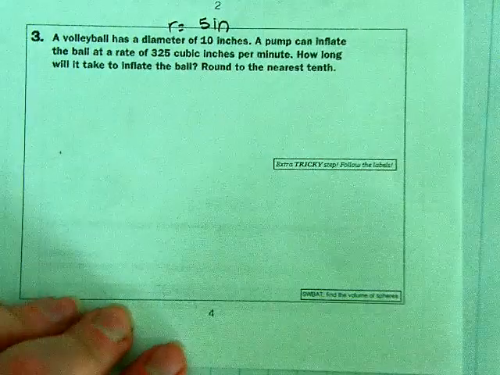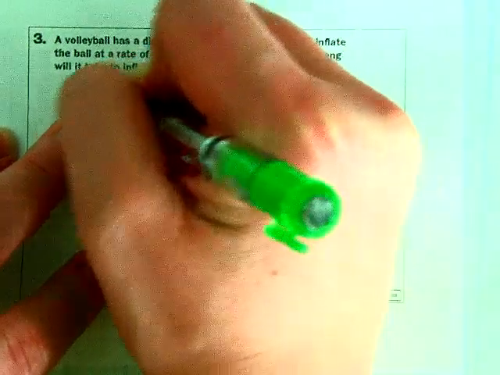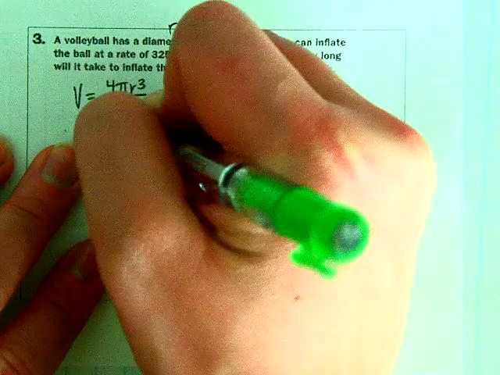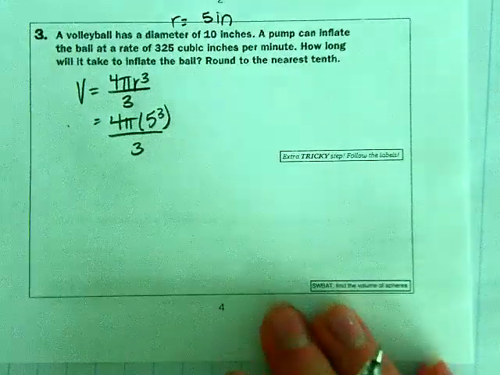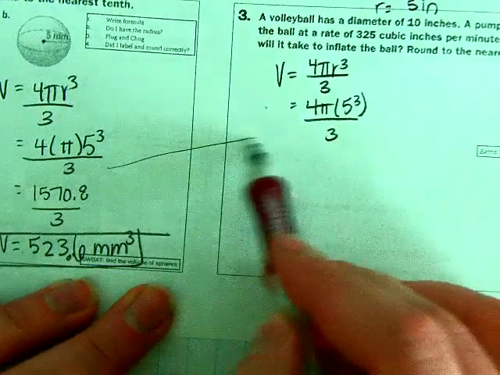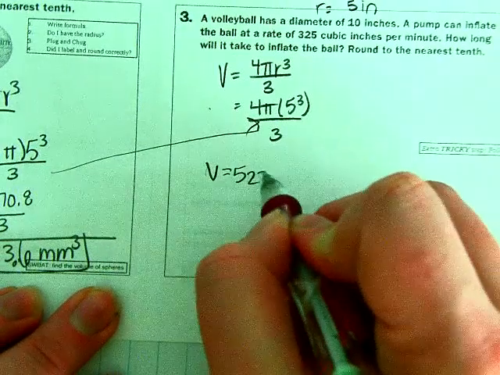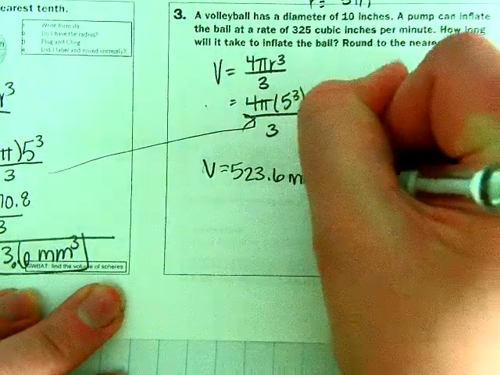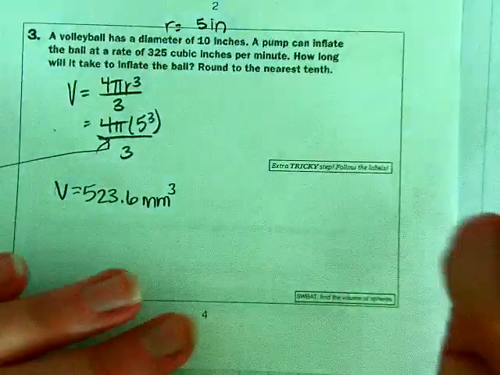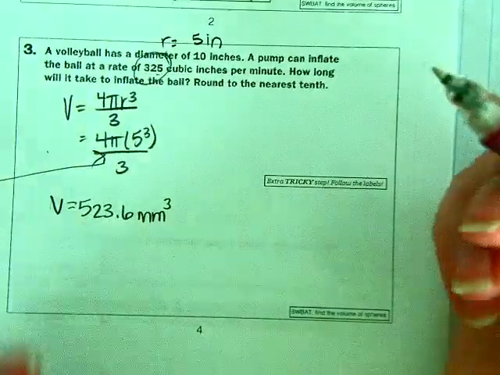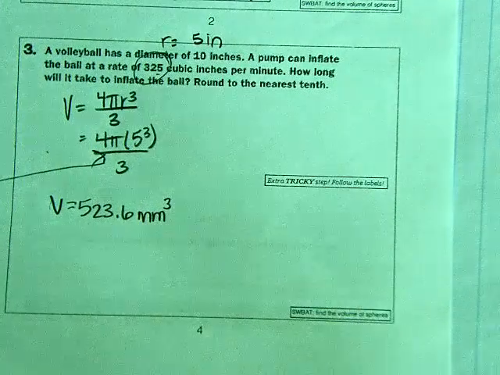Sounds a little different. So we have to inflate it, so we have to find the volume. Volume equals 4 pi r cubed over 3, which is 4 pi 5 cubed over 3. Well, that looks just like this one. So I'm just going to use that number. So the volume is 523.6. Okay, well, if that's the volume and it says that it can fill up at this rate, and I need to figure out the time, what I need to do is divide by 325.